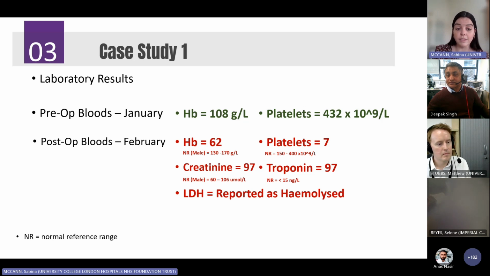His HB has now dropped to 62. His platelet count has plummeted to 7. His creatinine is 97, with a troponin of 97 also. More interestingly, the LDH has now been reported as hemolyzed. As Deepak has said, LDH is also a good clinical indicator for TTP, and the clinicians do use it in their differential of diagnosis. I will leave these results on the screen as I now launch my next poll.